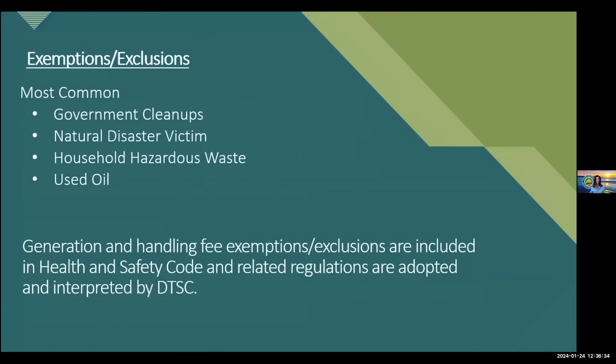And we can go to the next slide. Some of the exemptions and exclusions that we see most commonly are government cleanups, natural disaster victims, household and hazardous waste, and used oil. DTSC went into some details earlier. Thank you for that. Appreciate it. And just as a reminder, generation and handling fee exemptions and exclusions are included in Health and Safety Code, and their related regulations are adopted and interpreted by DTSC.